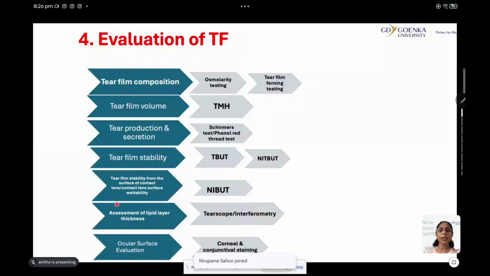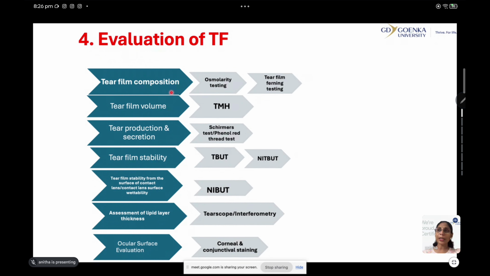Now comes the very important evaluation of the tear film. If you want to look at the tear film composition, osmolarity testing is definitely recommended, and tear film ferning if you have access to it. Tear film ferning and osmolarity are predominantly done in research and lab settings.